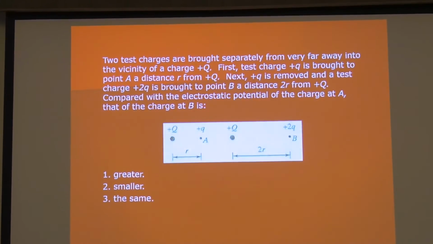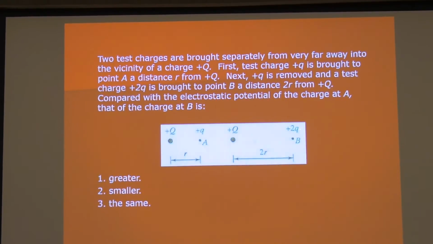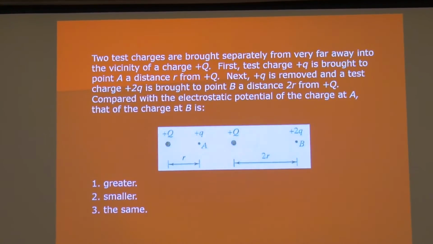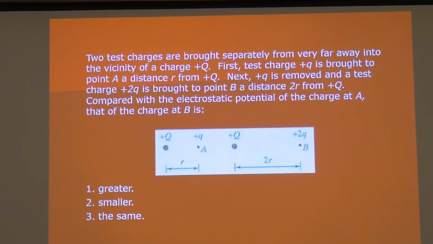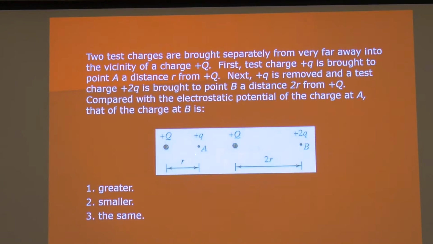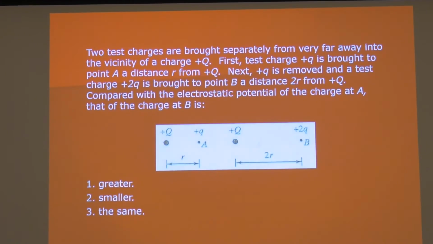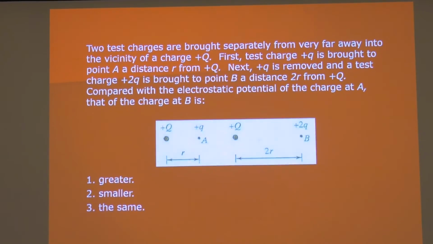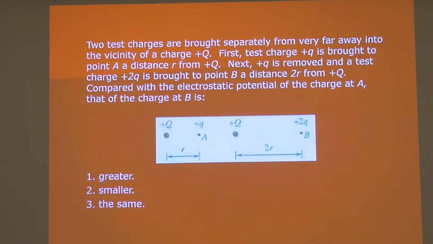So 2 test charges, this one and this one, are brought separately from very far away into the vicinity of the big plus Q. First, this one is brought from infinity to point A, a distance r away. Then we remove this one and we bring this one, 2Q, to a distance 2r from our big Q. So you're supposed to compare the electrostatic potential in this situation and this situation.